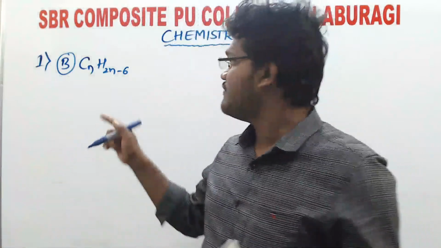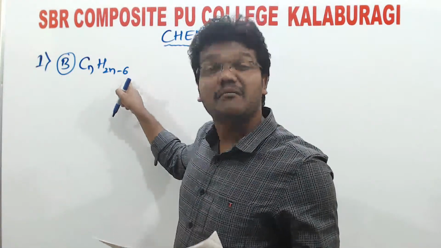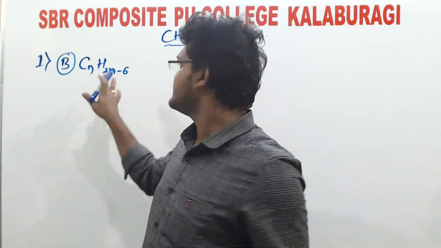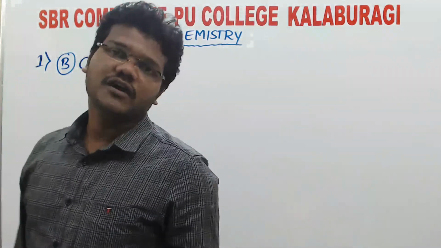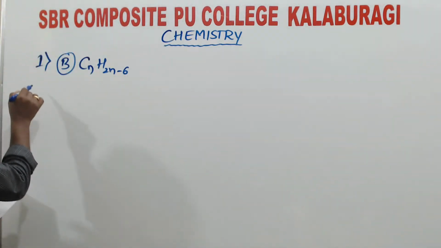Correct? So generally they will even mention M over here. That is nothing but CnH2n minus 6 M. M indicates the number of rings. So generally it is enough. This is the formula of aromatic hydrocarbons, which are simply arenes. Clear? So let us go for the second one.